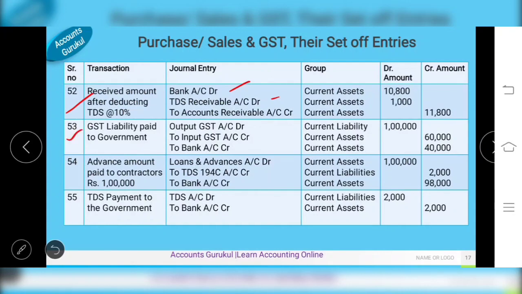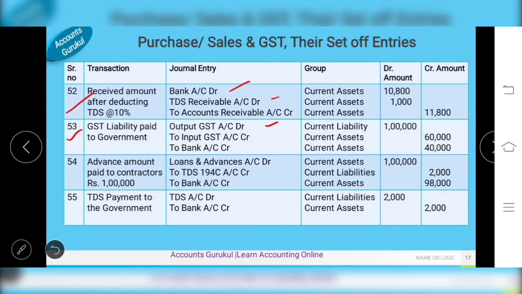Then the next, GST liability paid to government. तो जो ये GST liability, जो GST हमने sales invoice के ऊपर, whatever we have raised the service invoice or goods, उसके ऊपर जो GST हम लोग charge कर रहे हैं, that's our output liability. And at the time of purchasing goods, whatever GST we are paying to the supplier, that's our input GST. So the output GST minus input GST, and whatever the net payout is, for that we have to make the payment from the bank.